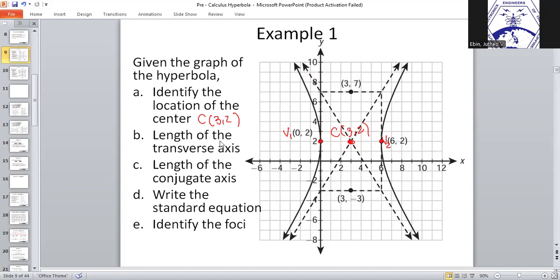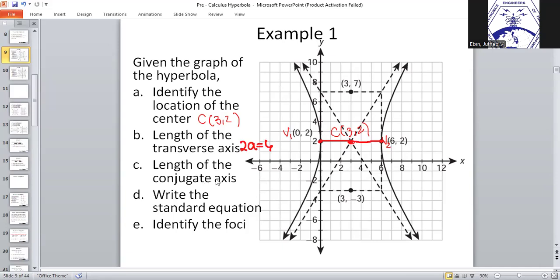Now we are asked to find the length of the transverse axis. Again, the transverse axis is the line segment joining the vertices. So from vertex 1 to vertex 2, yun yung ating transverse axis. So kapag given yung graph, mas madali na bilangin na lang. No, pwede mo rin gamitan ng distance formula. Pero again, given naman yung graph, bilangin na lang natin. So 1, 2, 3, 4, 5, 6. So 6 units. So our transverse axis 2A is equals 6.